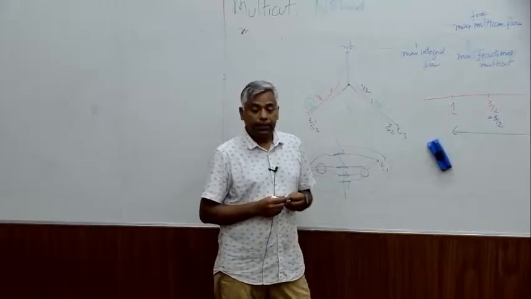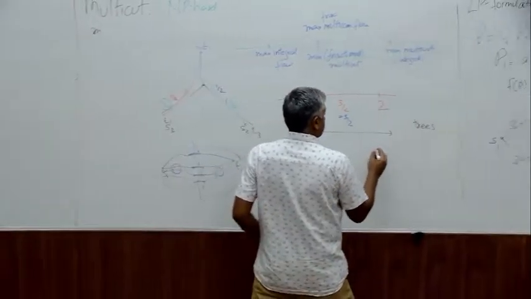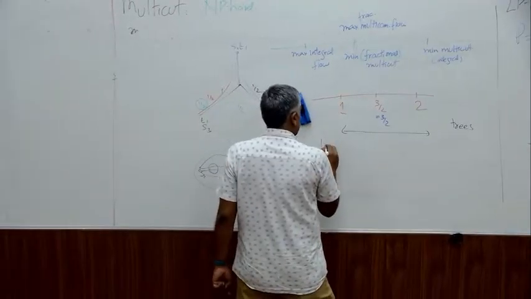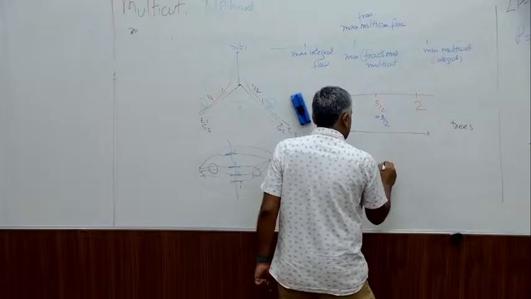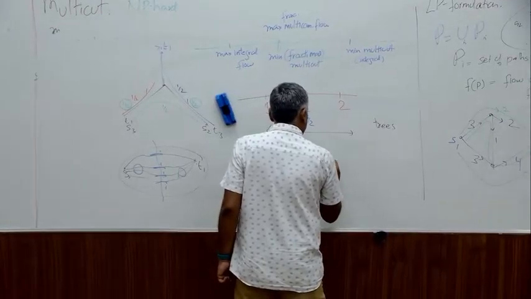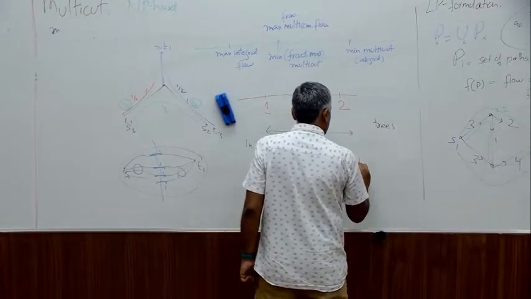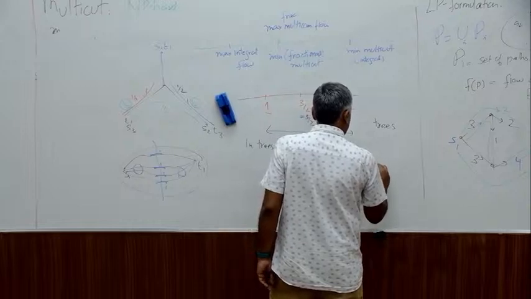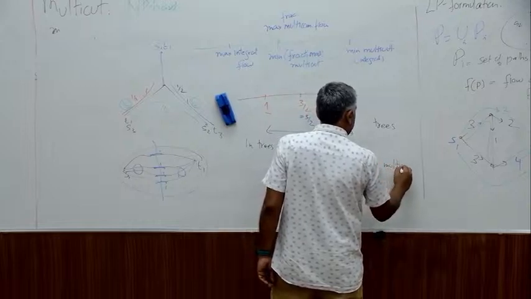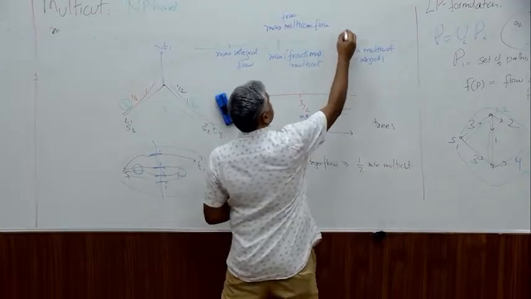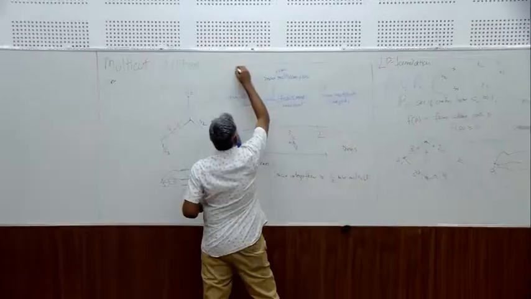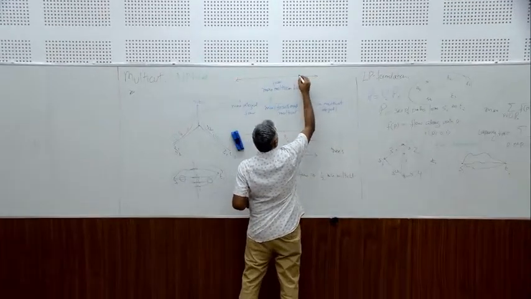For a tree, I'll just come to that question. So in trees, maximum integer flow is at least half of minimum multi-cut. Basically, this gap in a tree is at most 2.